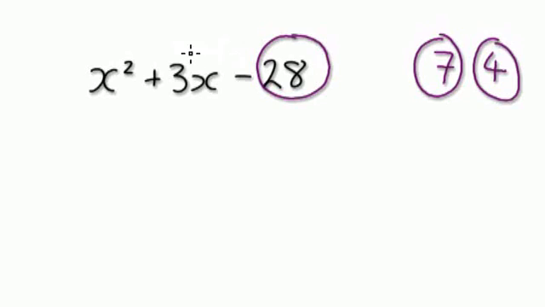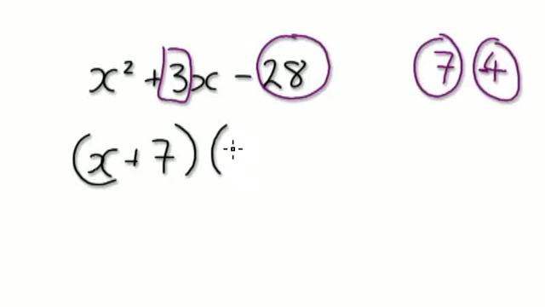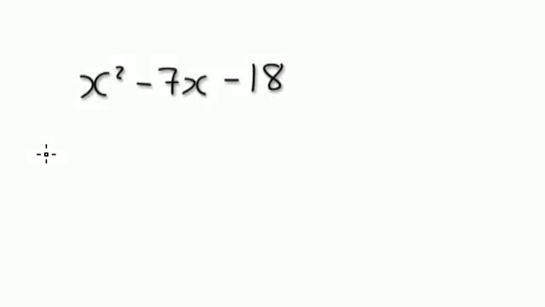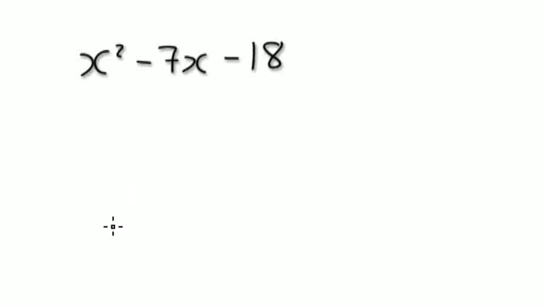Now, how would I create a 3 with this? Well, 7 take away 4 would be 3. So this would be my solution here: x plus 7 and then x minus 4. Okay, so here you would factorize to give you this. Okay, next one here. So press pause and have a go.